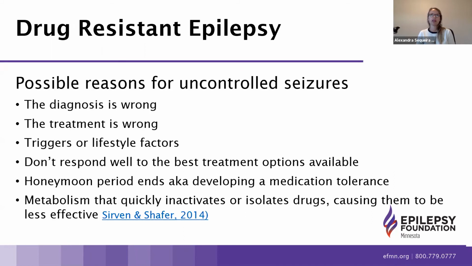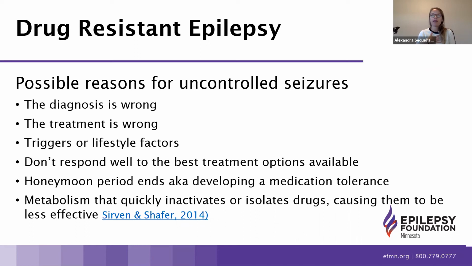So, drug-resistant epilepsy: some possible reasons for uncontrolled seizures, and I mentioned a few of these earlier. One is that the diagnosis is wrong. Maybe it's actually not a seizure, maybe it's syncope, meaning you're not getting enough blood going to your brain and the treatment is actually increasing your blood pressure. Or maybe they're not epileptic seizures, they're non-epileptic seizures. Maybe the treatment's wrong, as I mentioned, so maybe you're on the wrong anti-seizure medication.